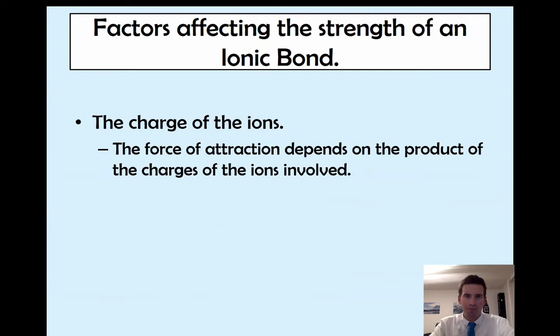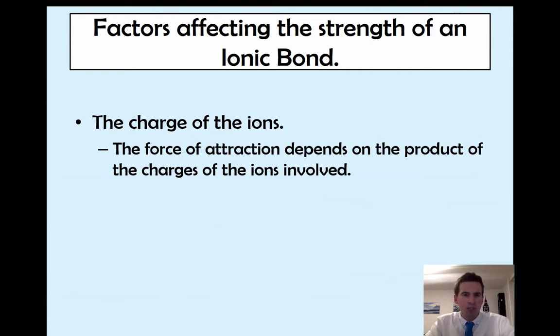So basically, the force of attraction depends on the product of the charges of the ions involved. If you multiply the numbers together, the higher the answer, the stronger the bond. So for instance, if we had magnesium oxide compared to sodium chloride. Now with sodium chloride, Na has a 1 plus charge, Cl has a 1 minus charge. You multiply these together, 1 times 1 is just 1.